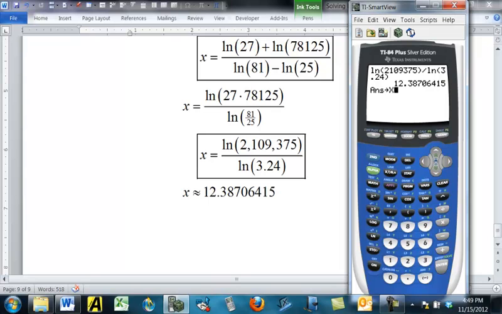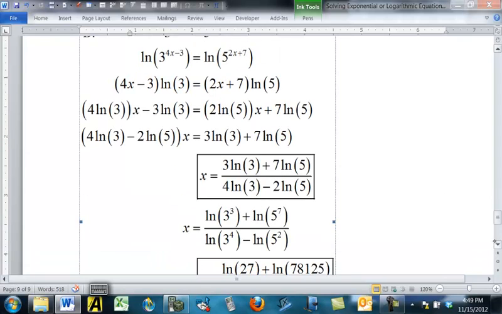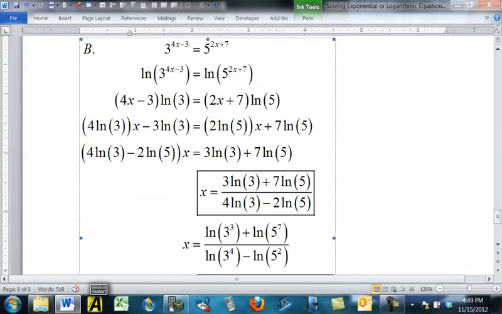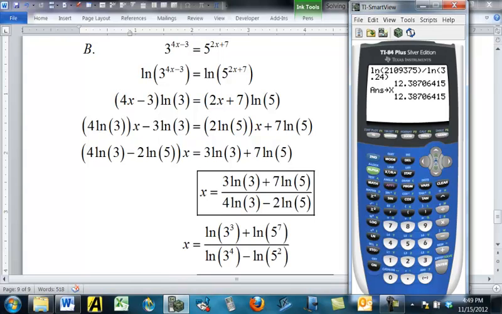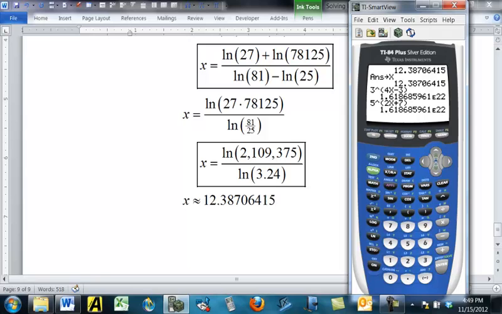Okay, I'm going to store that as x. Now if I go back up here and just type in my original equation, type the left side, type the right side, I should get the same thing. So if I put in 3 to the power 4x minus 3, I'll get something, probably big, 1.6 times 10 to the 22nd. But if I do 5 to the power 2x plus 7, I should get the same value, hopefully. Yeah, good news. So that actually did check. And so that's how you can compute the decimal approximation and check it on your calculator.